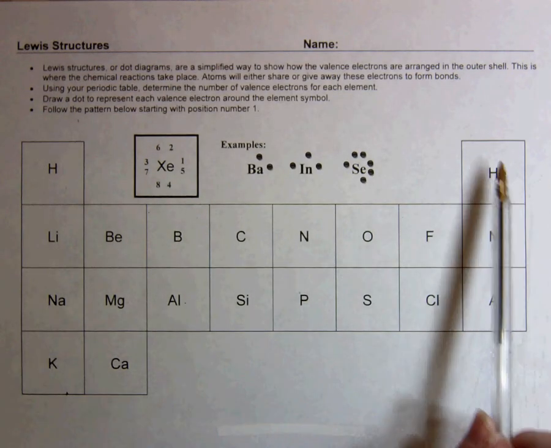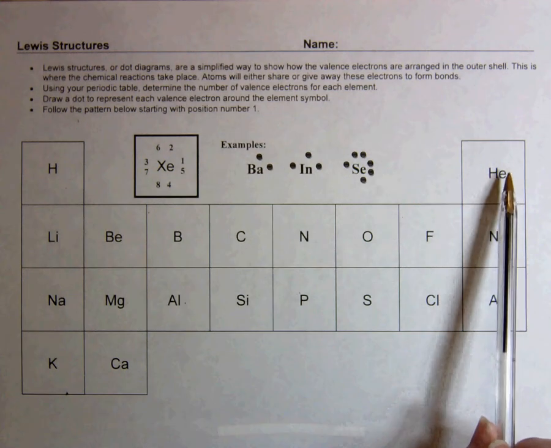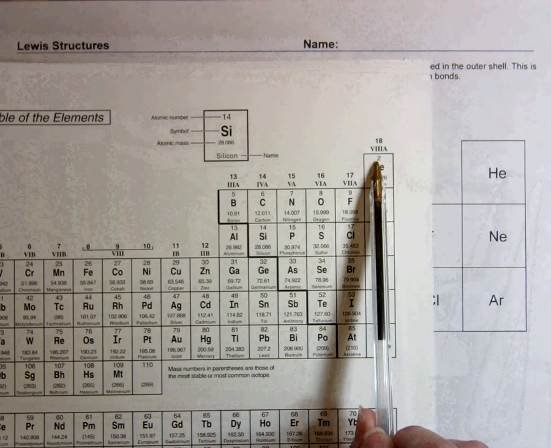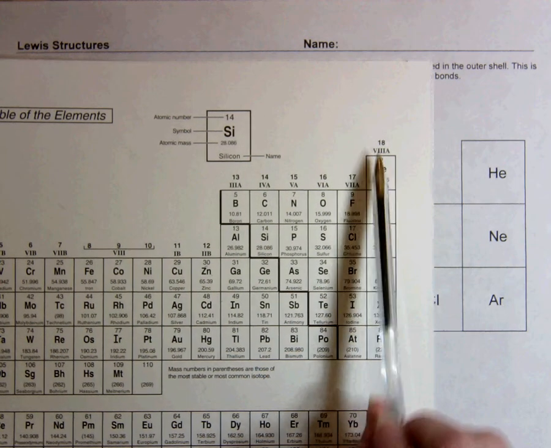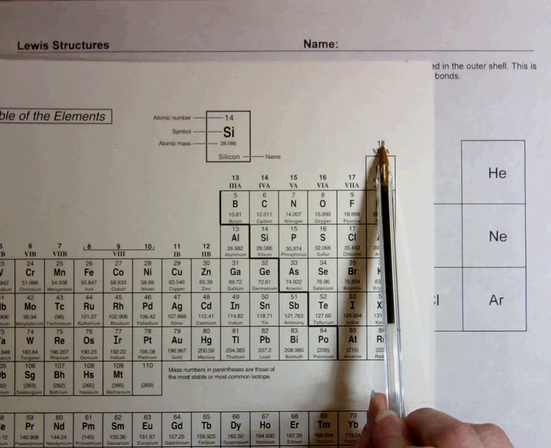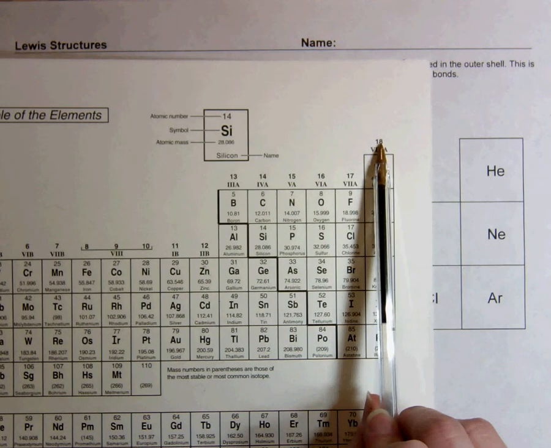There is an exception here. Don't forget that helium is element number 2, so it only has 2 electrons total, so it can't have the 8 valence electrons that it should have for group 18.